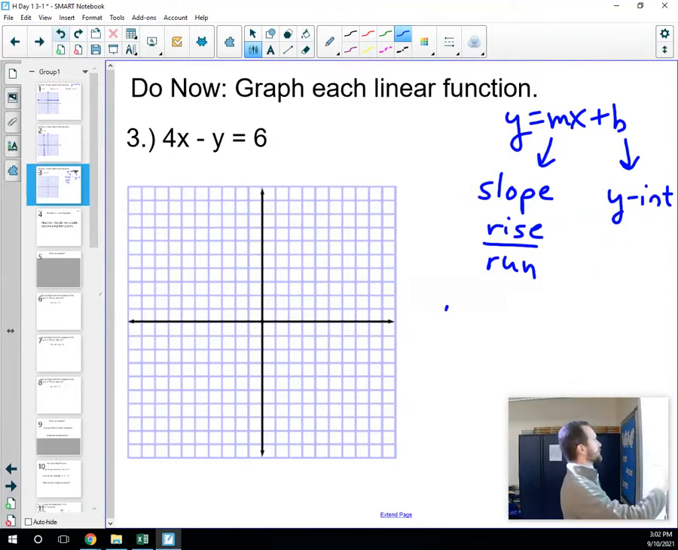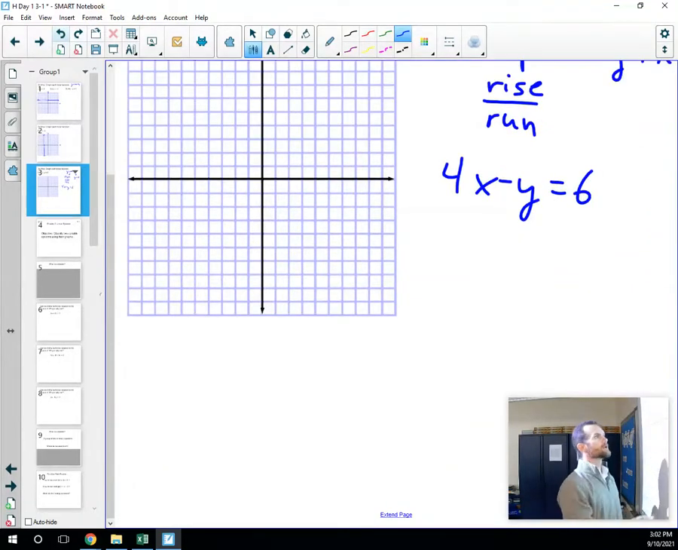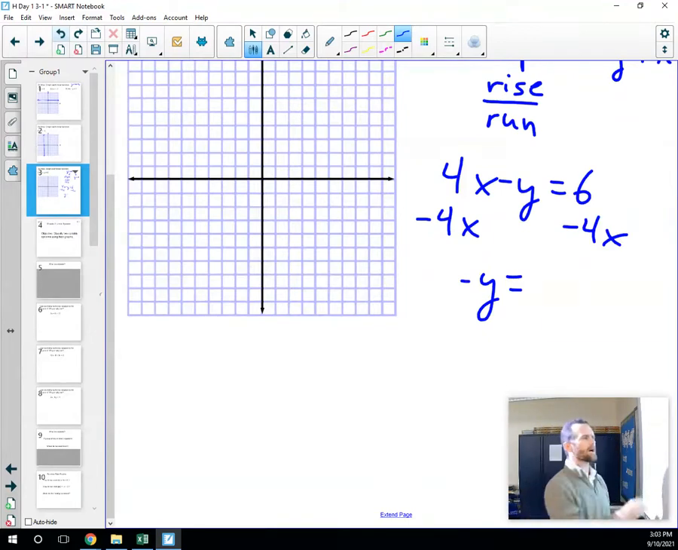Let me rewrite this down here. So it's 4x minus y equals 6. Remember, the first thing we need to do is get y by itself. So to do that, we have to get rid of the 4x by subtracting it from both sides. So that becomes -y equals, you could put 6 minus 4x, but I'm going to put -4x plus 6, just so it already starts to look a little bit more like y equals mx plus b.